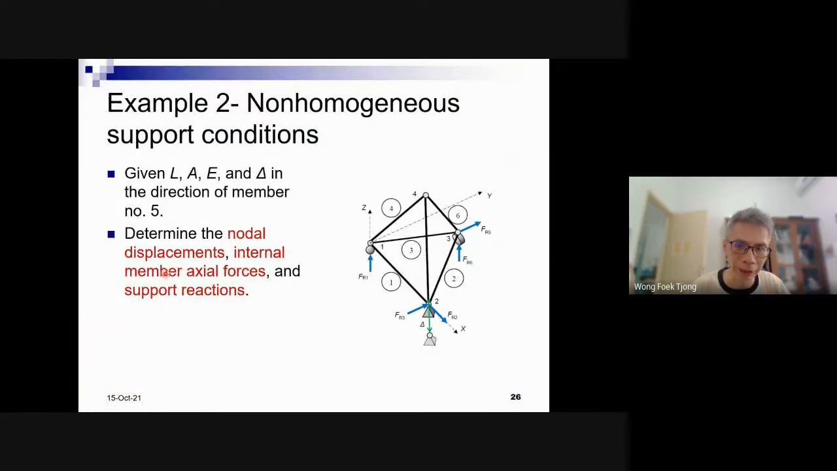So the problem is, given this structure, how to calculate the nodal displacements due to the applied loads. The joints will have displacements. And then please calculate the internal member axial forces, if any, and also the support reactions. That's the problem. Okay, let's go.